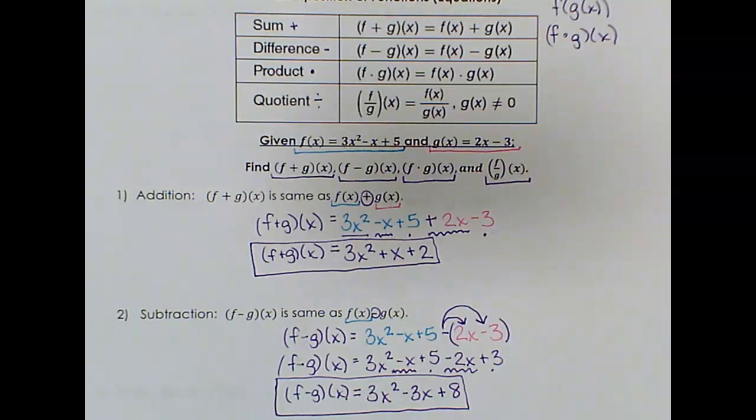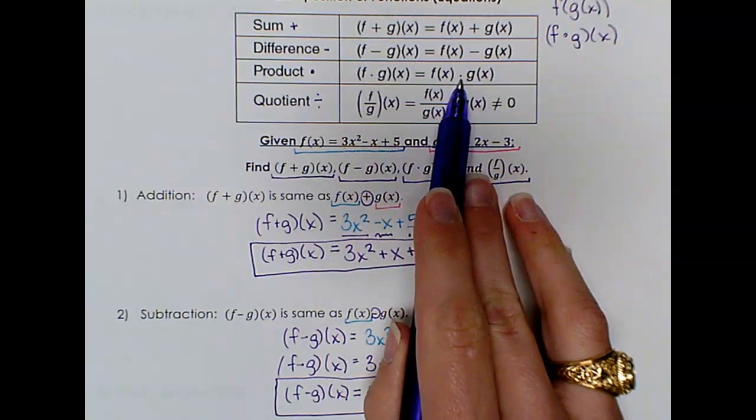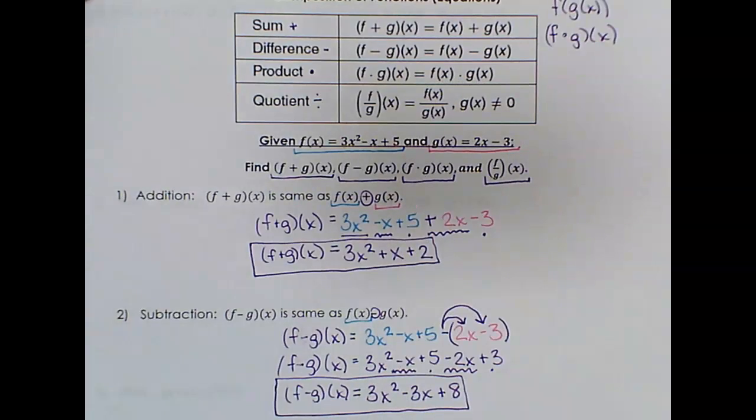All right, so far not too bad. As long as you can get past the symbolic representation, then you can combine your like terms and get the final polynomial. Now let's look at the next one, which is multiplication. It says that I'm going to have to find the product f times g of x, which really just means I need to multiply the two polynomials.